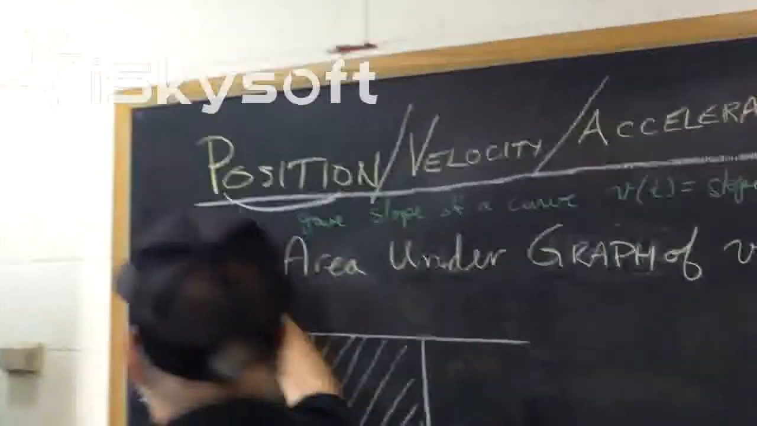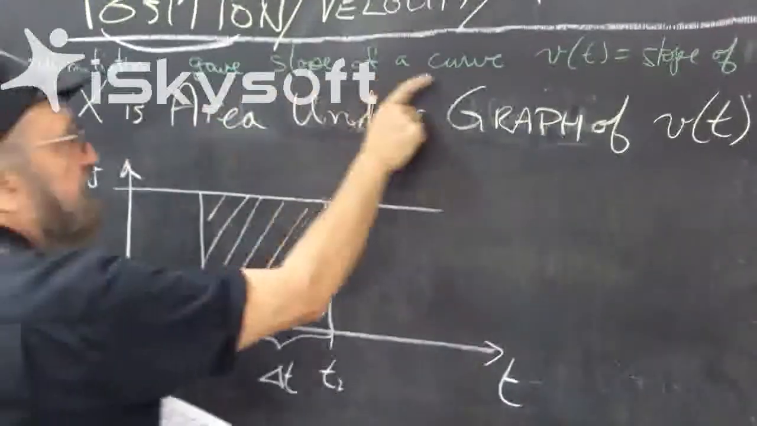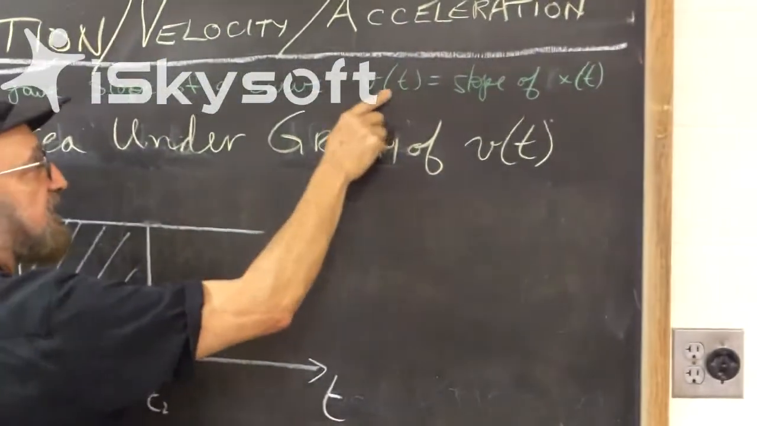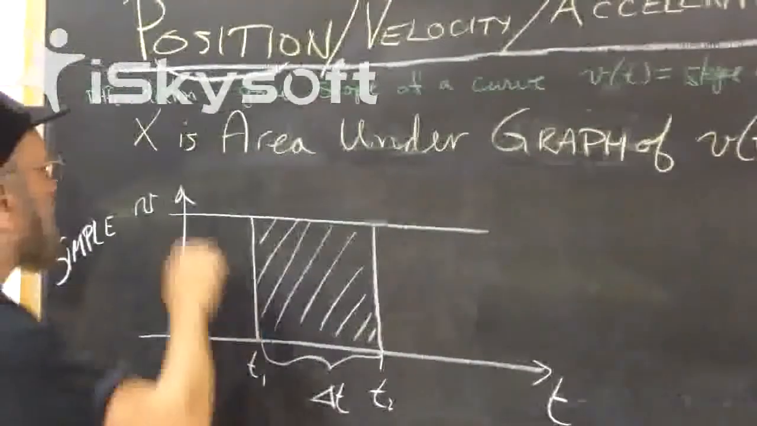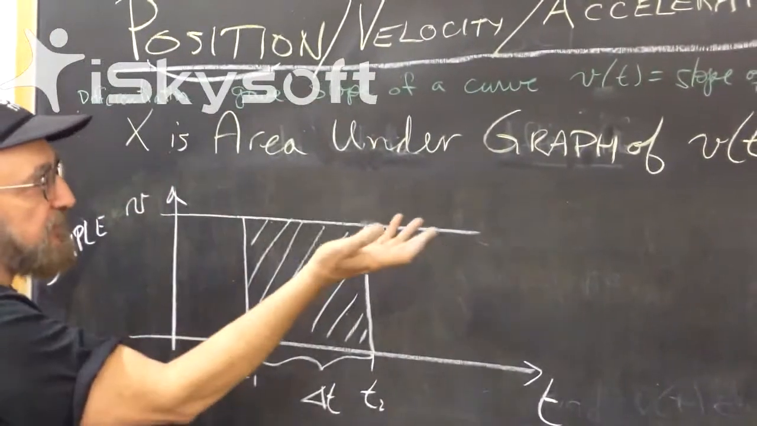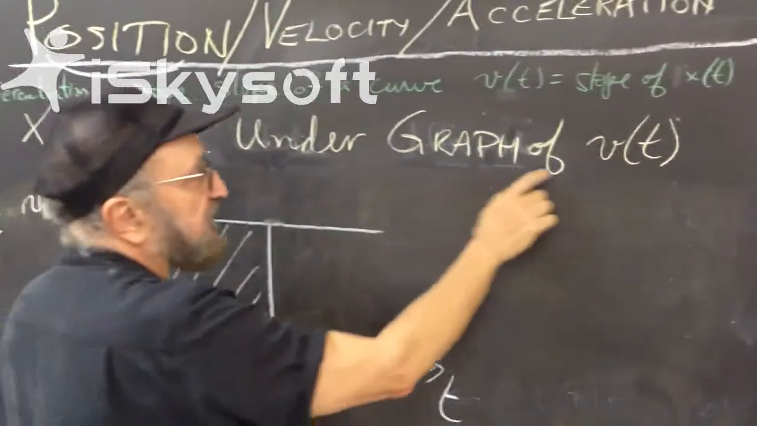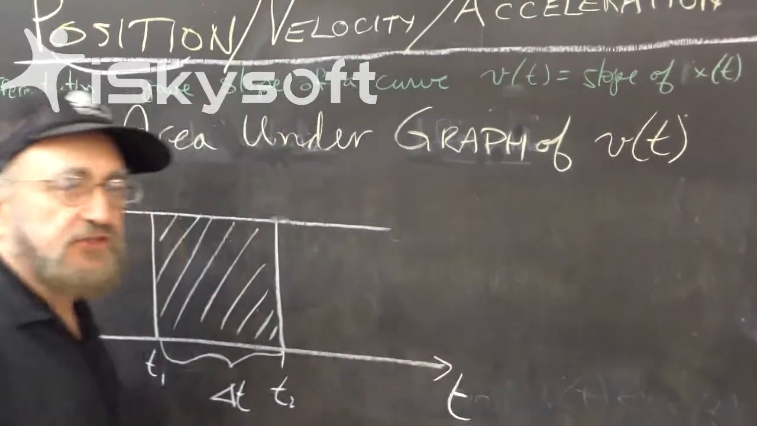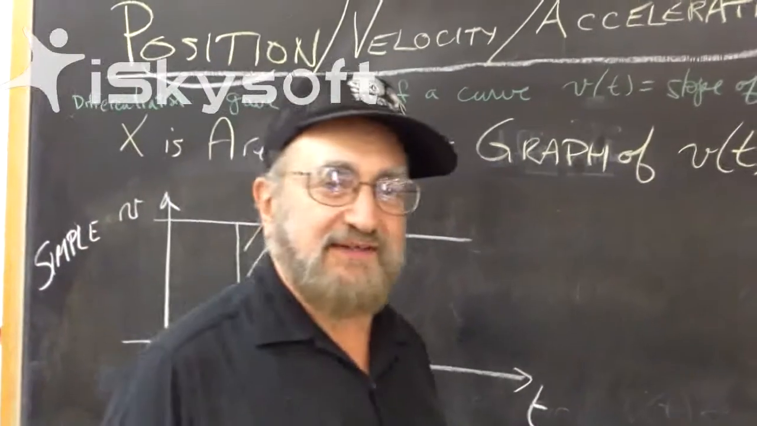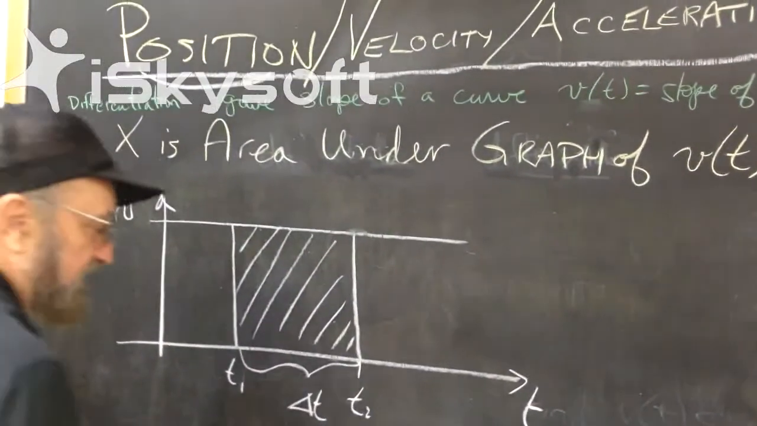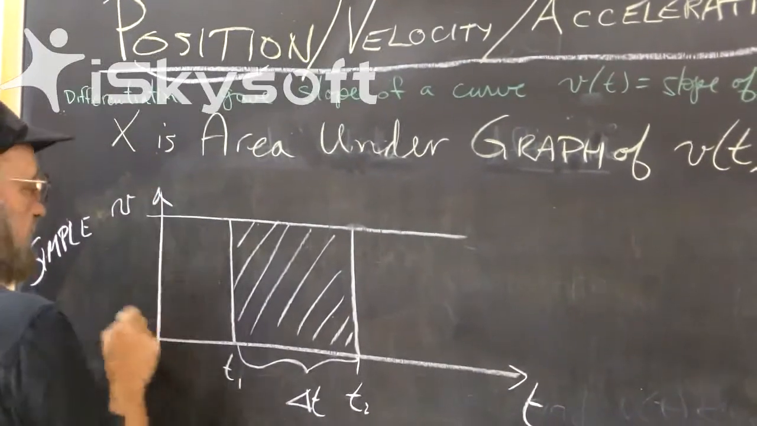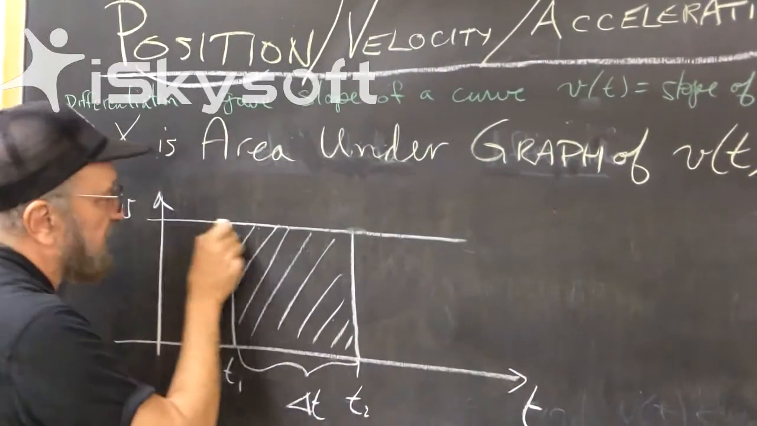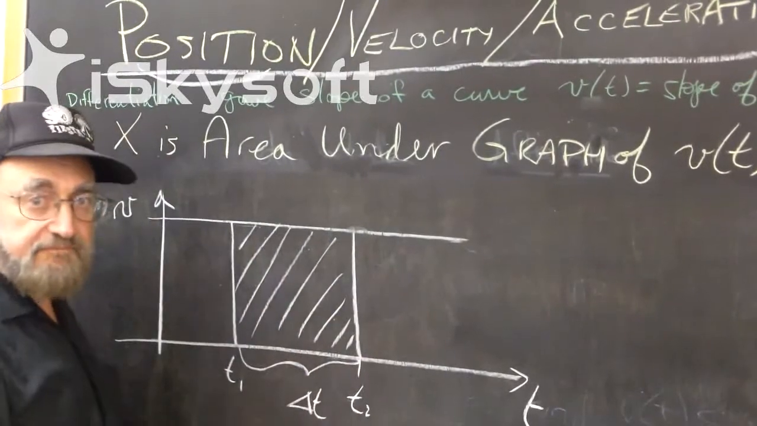Remind you, differentiation for geometry gave the slope of the curve. v of t is the slope of the curve x of t at each point. x, going backwards, turns out to be the area under the graph of v of t. And I'll show you that in easy stages, I hope. Let's take the simplest possible case. The velocity is constant. So I draw the graph, v versus t. A constant is a straight line.